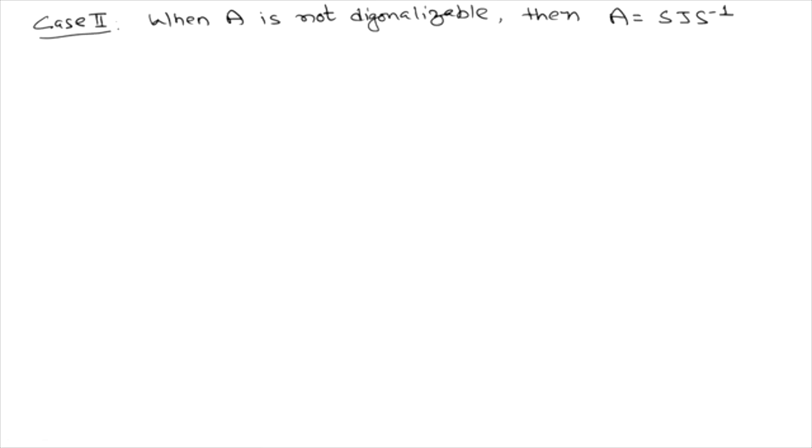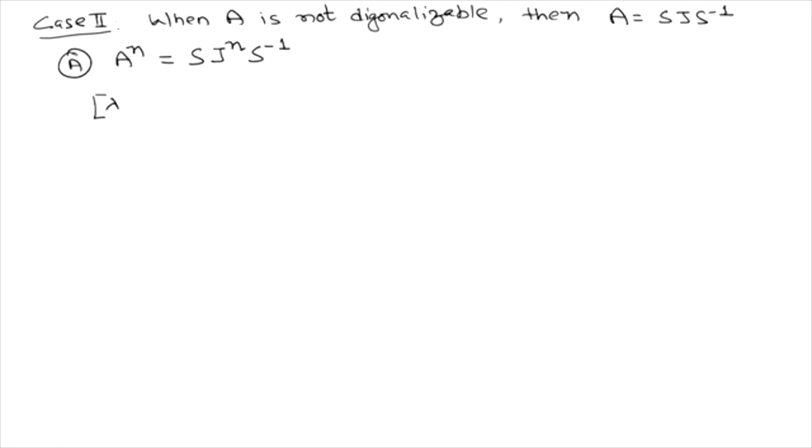So, now if I want to evaluate, let us say A^n, so here A^n will become S J^n S inverse, and now how to calculate J^n. So, I will evaluate it with the Jordan blocks of various sizes.